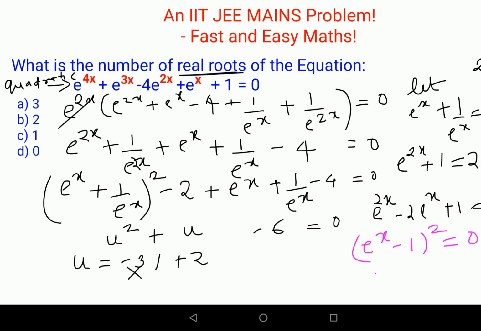Taking square roots, e raised to x equals 1. Any number raised to 0 gives the value 1, so x equals 0. That is the only possible root, so there is only one real root. Please understand, don't make the mistake of marking 0 as your answer.